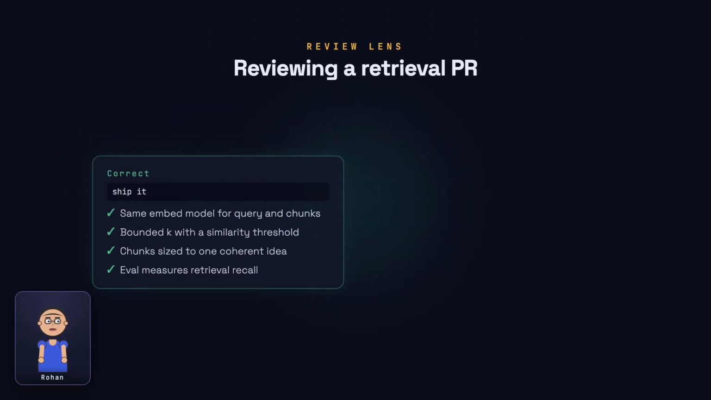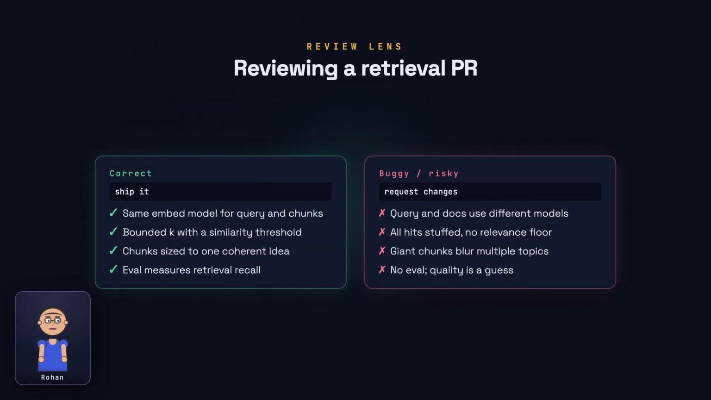Here's your checklist for the pull request. On the left, healthy retrieval. One consistent embedding model, a bounded k with a similarity floor, chunks sized to a single idea, and an eval that measures whether the right chunk was actually retrieved. On the right, the red flags to block: mismatched models, unbounded context, blurry mega chunks, and no evaluation at all.